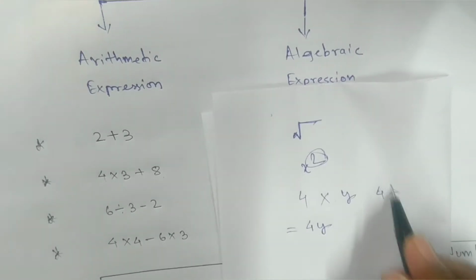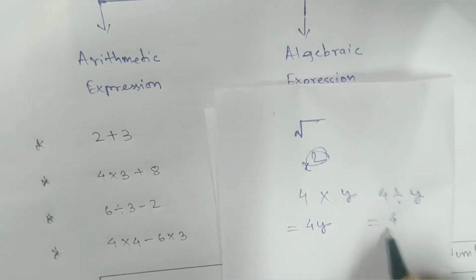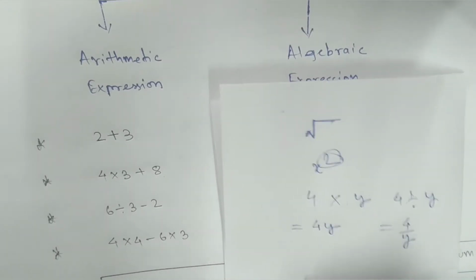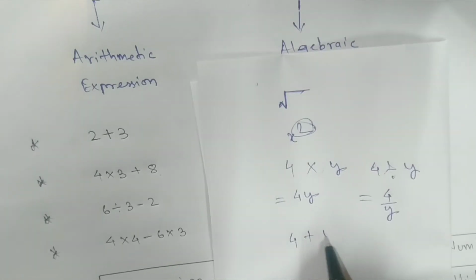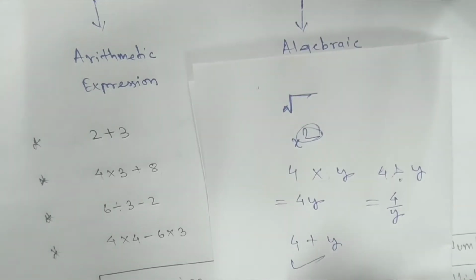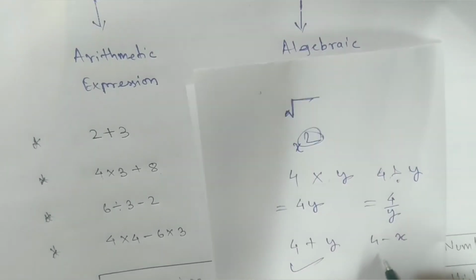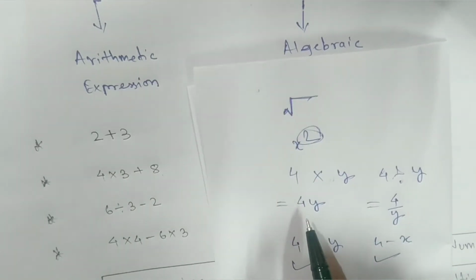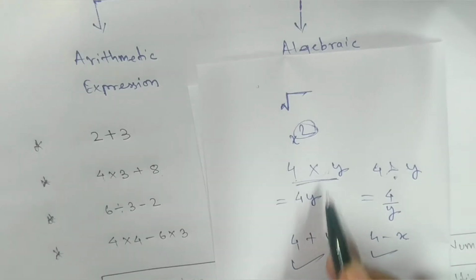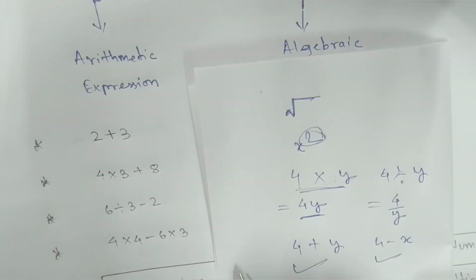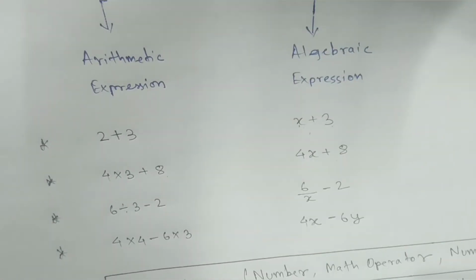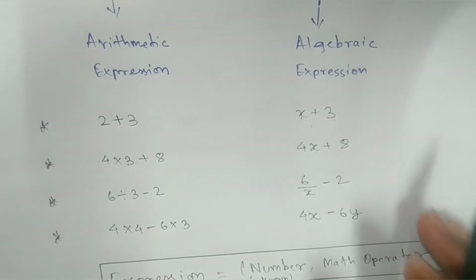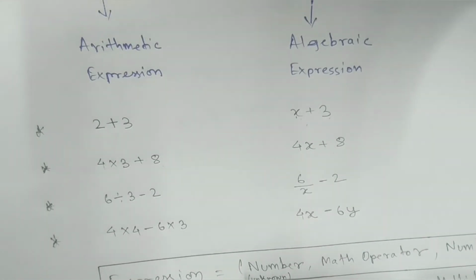If I write 4 divide y, how are you going to represent it? 4 by y. If I take 4 plus y, then how are you going to represent it? This only. If there is 4 minus x, this only. Only for multiplication you have the option. You can keep your answer like this or you can keep it like this. Okay. So here we can see 2 variables.